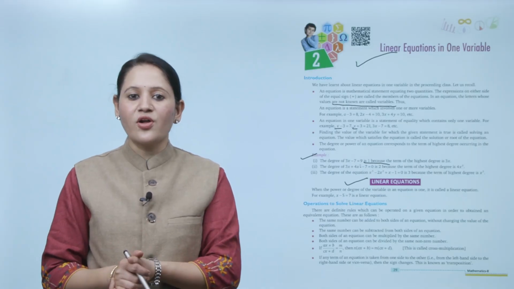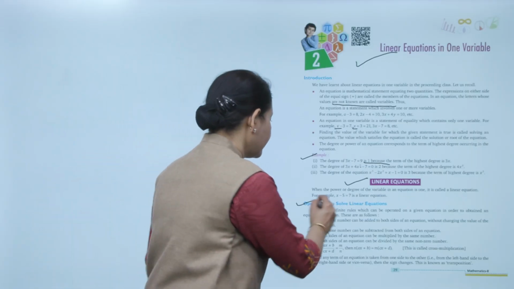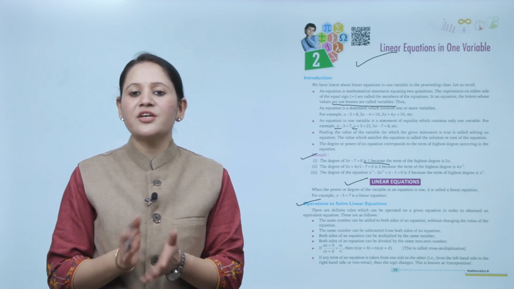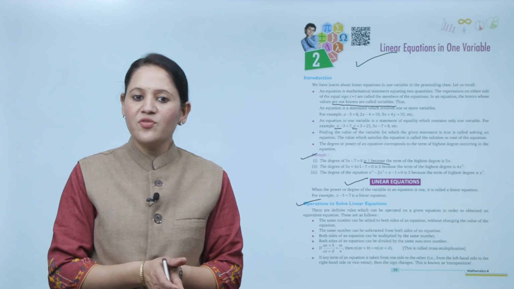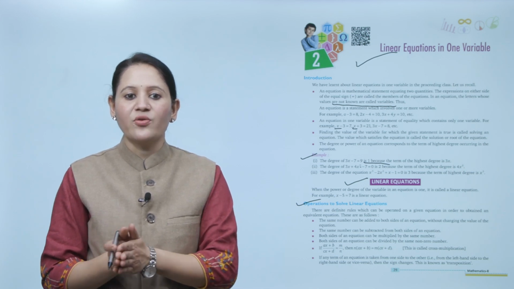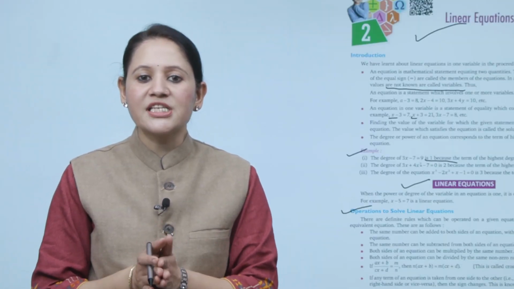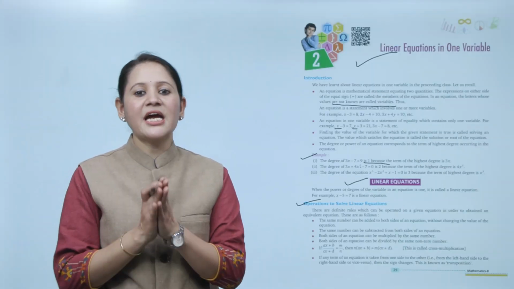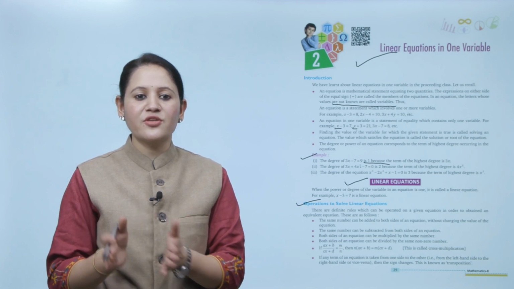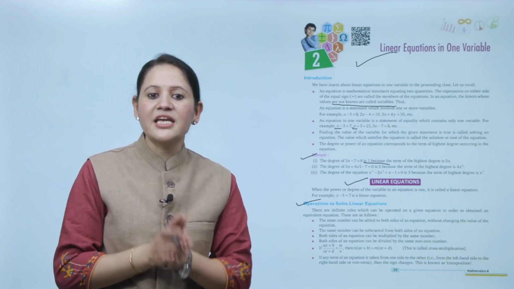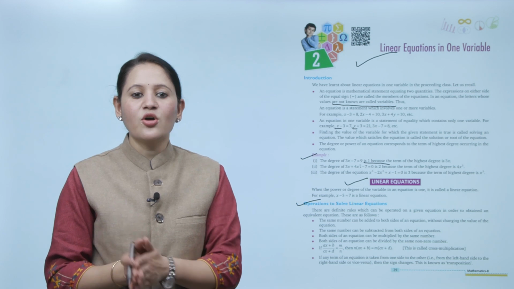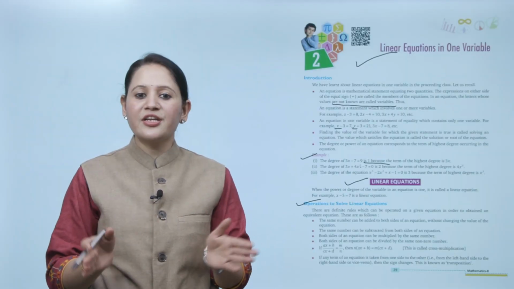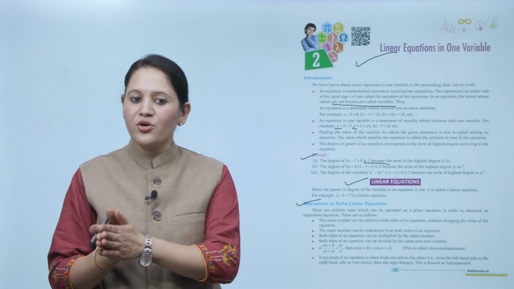Next is operations to solve linear equation. There are definite rules which can be operated on the given equation in order to obtain an equivalent equation. These are as follows. The same number can be added to both sides of an equation without changing the value of the equation. The same number can be subtracted from both sides of an equation. Both sides of an equation can be multiplied by the same number. Both sides of an equation can be divided by the same non-zero number.